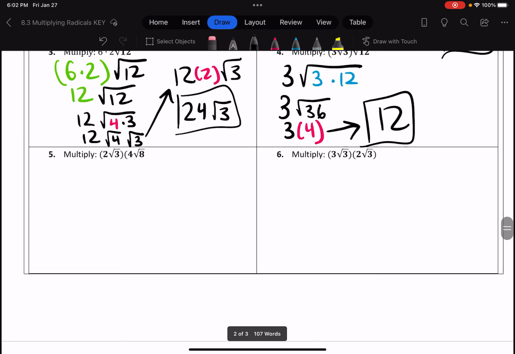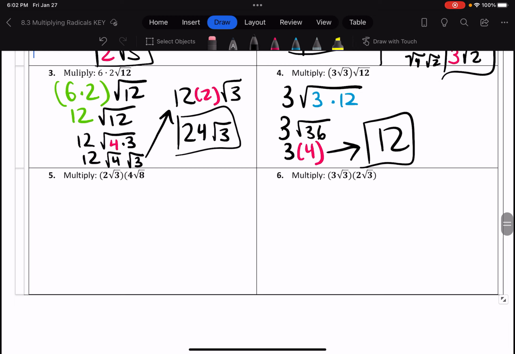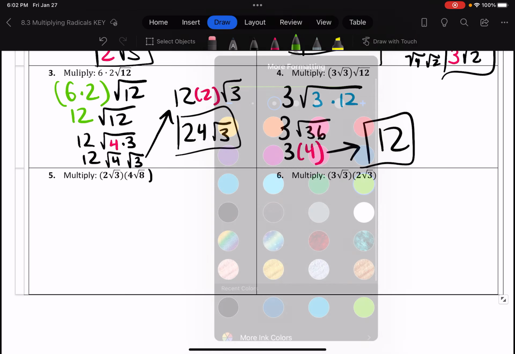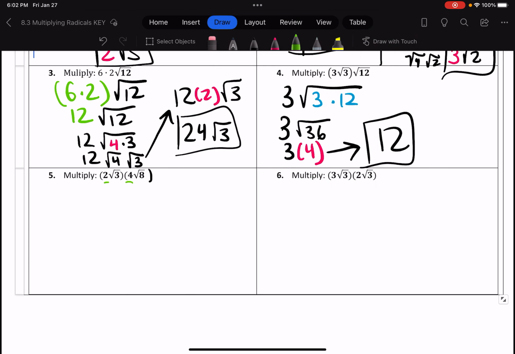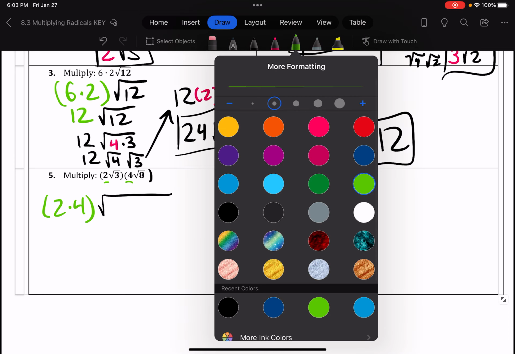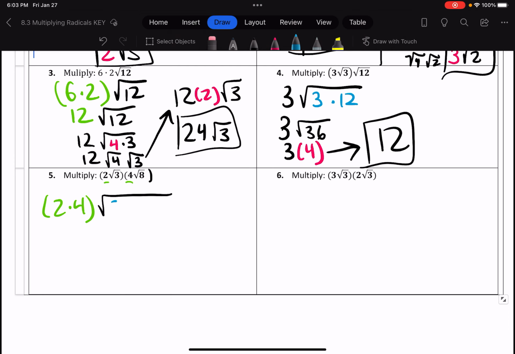Going on to the next problems, I've got 2 times the square root of 3 multiplied by 4 square root of 8. So first thing I'm going to do is multiply my coefficients. My coefficients are 2 and 4. So I've got 2 times 4. And then in my radical, I've got the radicands, 3 times 8. I know that 2 times 4 is 8, and 3 times 8 is 24.